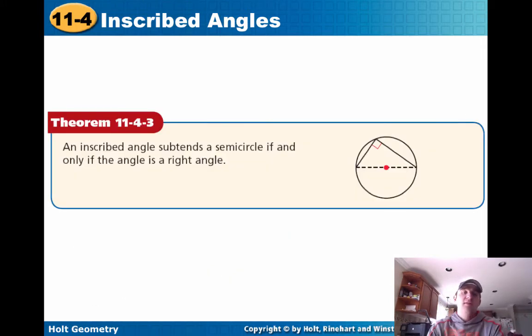Our next theorem: if an inscribed angle subtends a semicircle, then it is a right angle. And it's an if and only if, so it's a biconditional here. If we have an inscribed angle that is a right angle, it has to open up to 180 degrees. We know that because the subtended arc has to be twice that angle. So if it's a 90-degree angle, it has to be a 180-degree arc. The only way we have that is if we have a diameter. And vice versa. If we have a diameter subtending our angle, then the angle has to be half of that. So 180 degrees, half of that is 90.